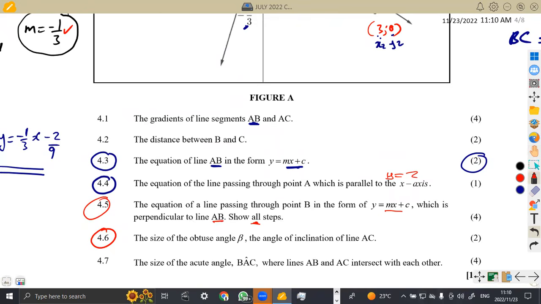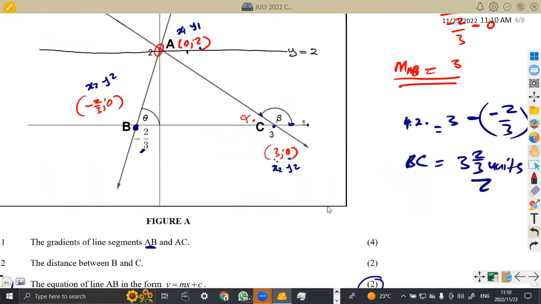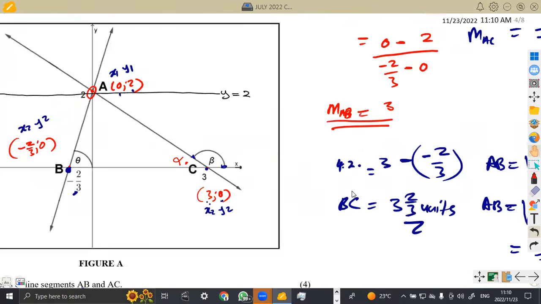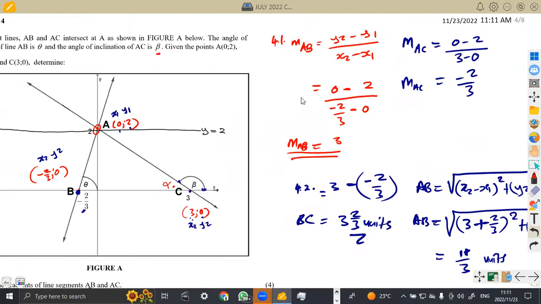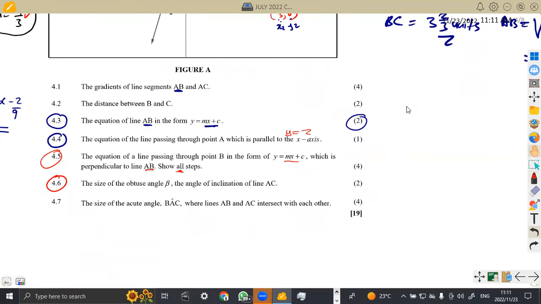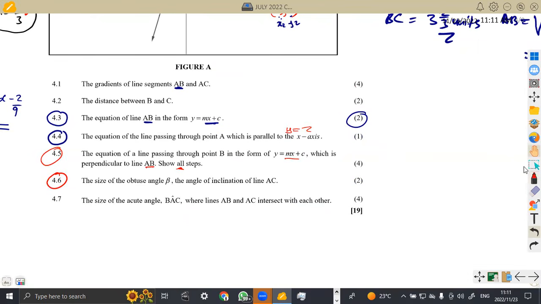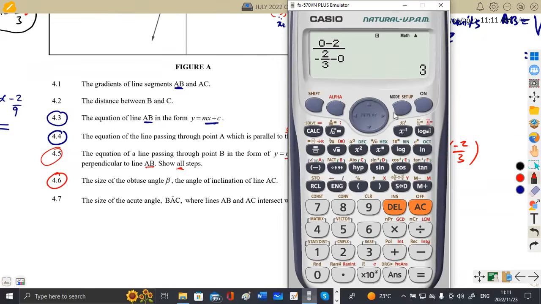We calculated the gradient of AC before. We got negative 2 over 3. From this gradient, we are going to calculate the angle alpha, then we can have the angle beta. From the gradient, we know that tan of theta is the gradient. Then the alpha is going to be arctan of the gradient, which we said is negative 2 over 3.